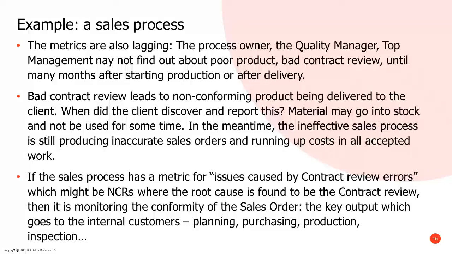So a sales process somewhere should have something which looks at the primary outputs, including contract review. How do you monitor the effectiveness of a sales process if you're only measuring business won, but you don't measure contract review errors? I, as an outsider, could not say whether that process is effective. And the process owner, more importantly, couldn't either.